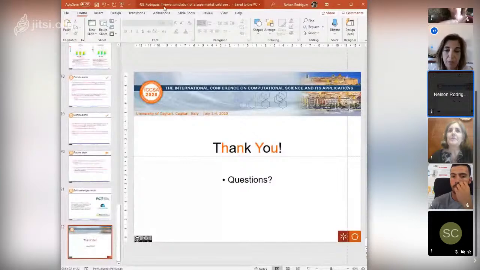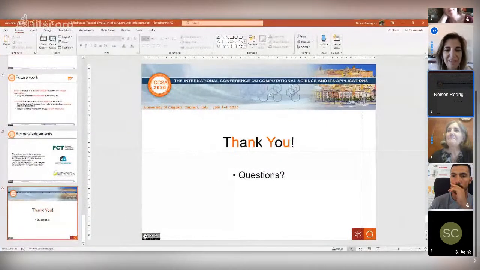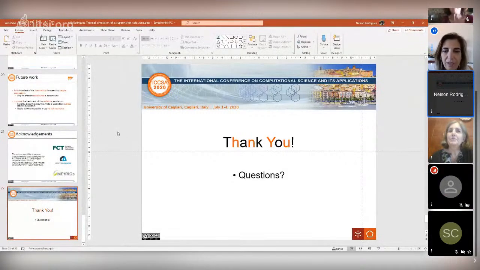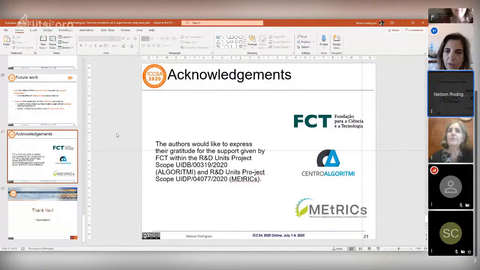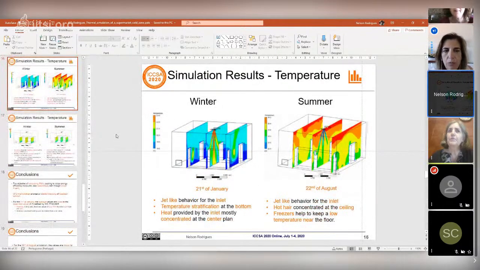May I make a comment, a question? Congratulations for your work. You have worked with simulation studies. Have you had the opportunity to make some measurements on site? The supermarket is already open, right? Yes, in this case, when the study was performed, the supermarket was not open yet. So this was a preview of what was going to happen in terms of thermal comfort. So in this specific study, we don't have physical measurements.